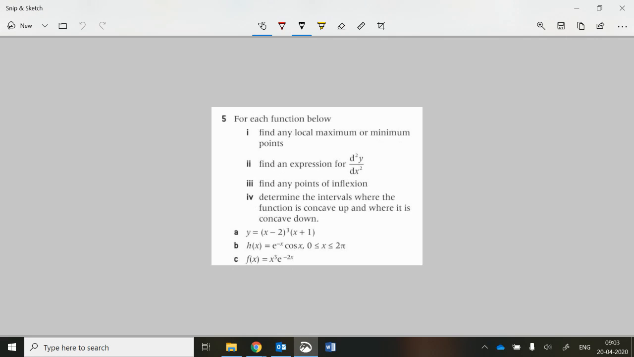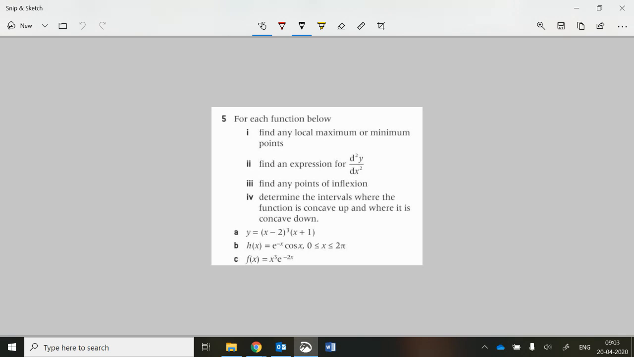For part I, when it says find the local maximum or minimum points, you could use your GDC for this, or of course you could set your derivative dy/dx equal to 0 and then solve that. You can use whichever technique is quicker. I'd probably try to keep doing things algebraically at the moment, just to get a lot of practice with that, if it's possible. Okay, so that's finding the local maximum or minimum point.